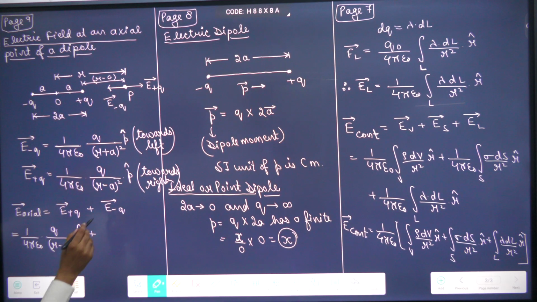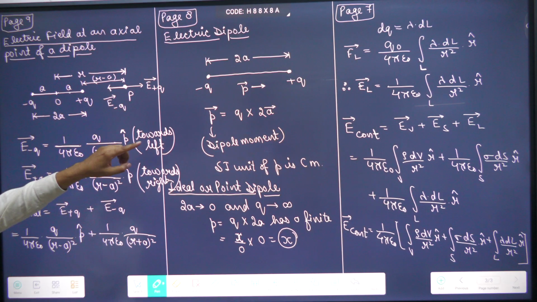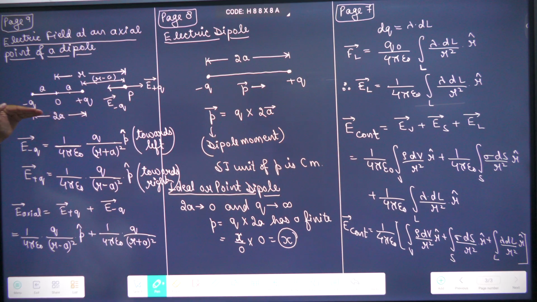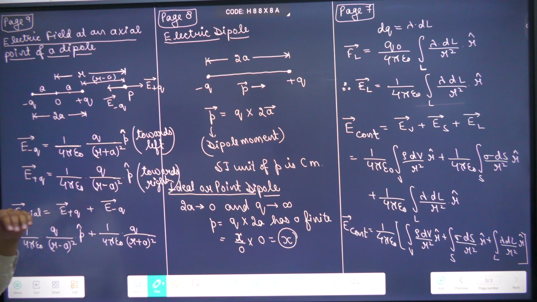Now E minus Q is 1 upon 4 pi epsilon naught Q upon r plus a whole square, but it is towards left. E minus Q's direction is towards left, so it is opposite to p. The dipole moment's direction is from negative to positive, so this E minus Q is oppositely directed. So I will write minus p cap here. Is this clear why I have written minus p cap here?